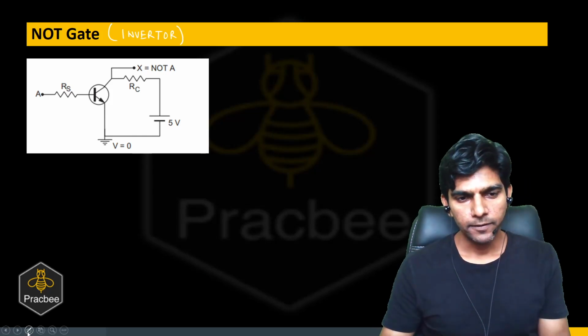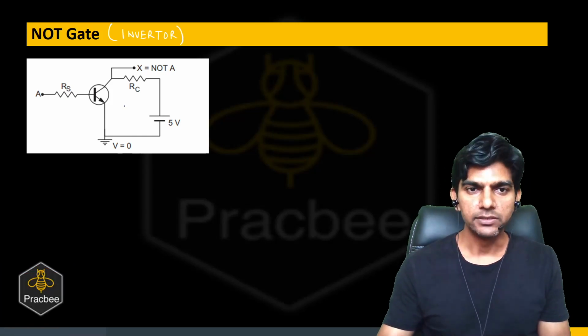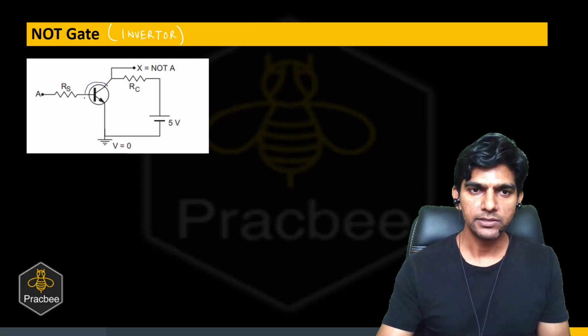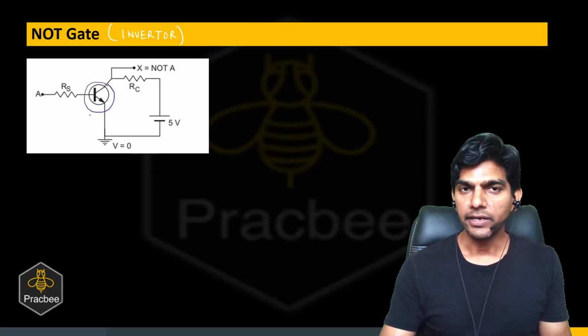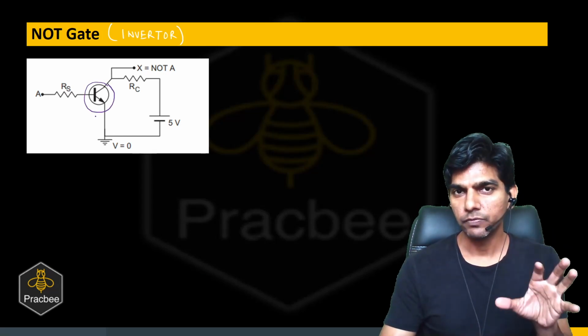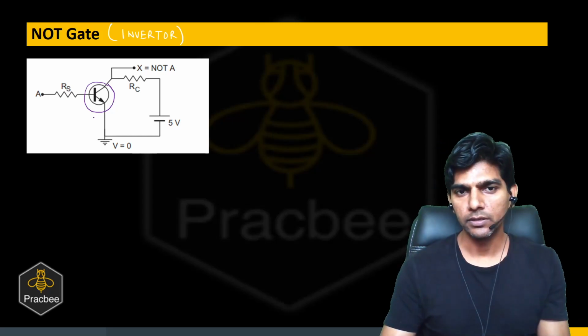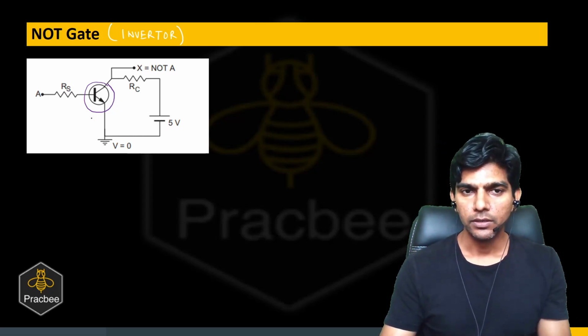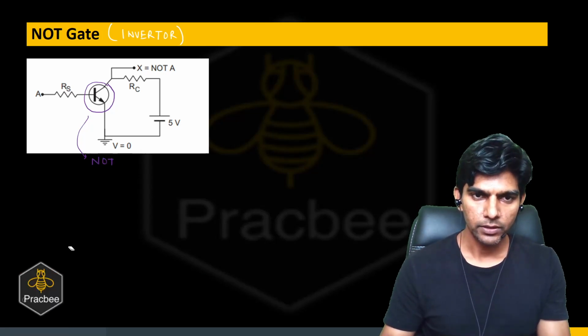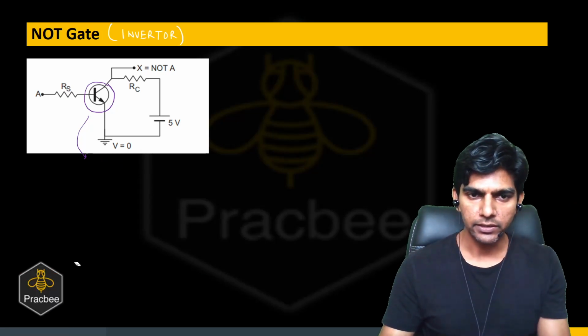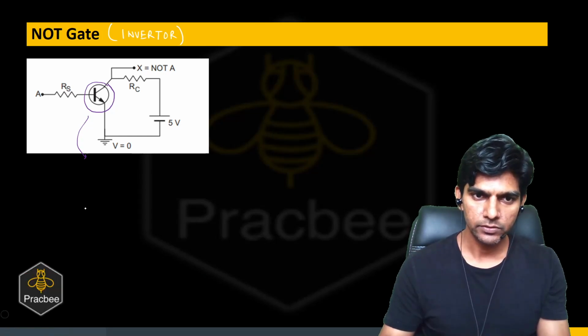Okay, so we can form a NOT gate by using a transistor. So this is the symbol for transistor. Right, transistor has been deleted, but suppose in the exam they give you such kind of a diagram, such kind of a symbol. So just remember this is nothing but a NOT gate. So this is basically a transistor, and this circuit is working as a NOT gate.